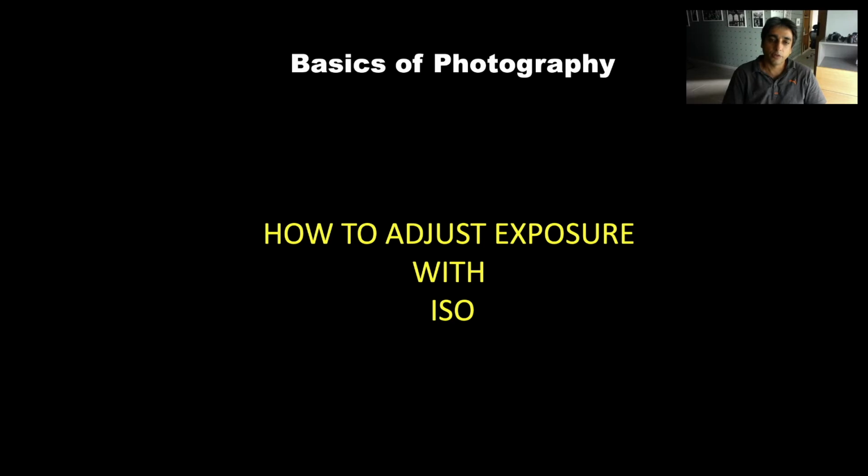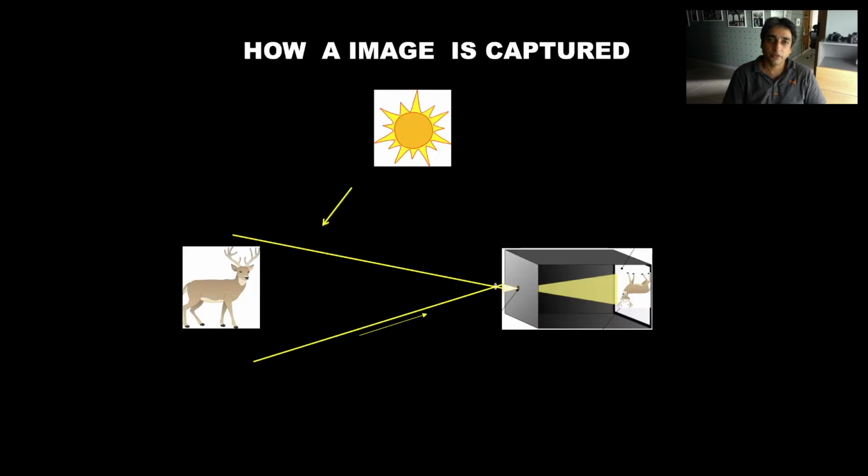Today, I'm going to be talking about adjusting your exposure using ISO in a camera. We spoke in our previous videos regarding correct exposures. So basically correct exposure means capturing the right amount of light. And when we say capturing an image, we also explained it is all about capturing reflected light.